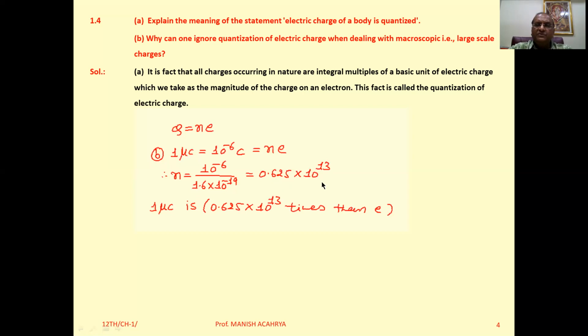Clear? But now see here, we can say that 1 microcoulomb charge is this many times larger than charge e, and this is tremendously large. So at this particular scale, one can ignore this fact. Clear?